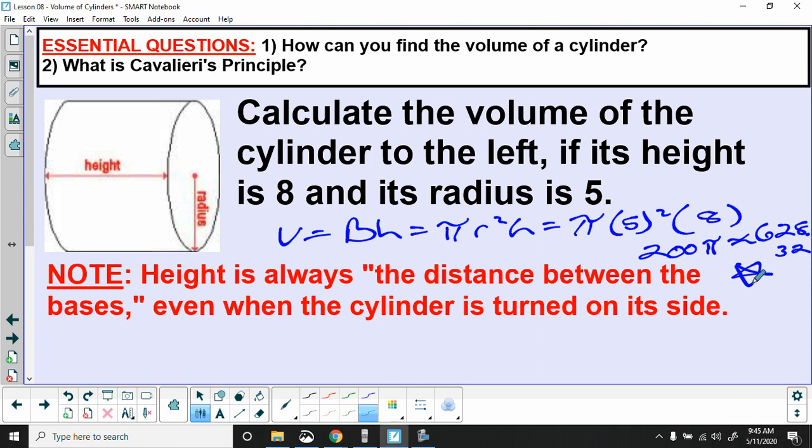628.32. Well, I couldn't make that fit. I'll put it down here. Boom. Obviously, it'd be square units because it didn't tell us what units. Not square units. We're dealing with volume. It's going to be cubed units.